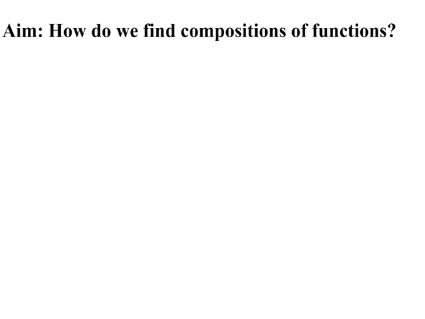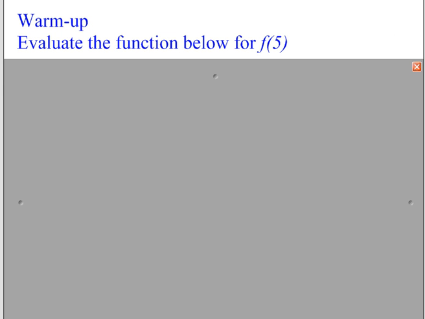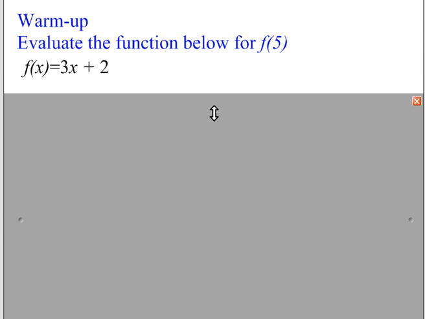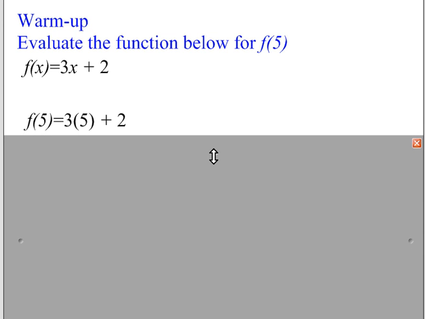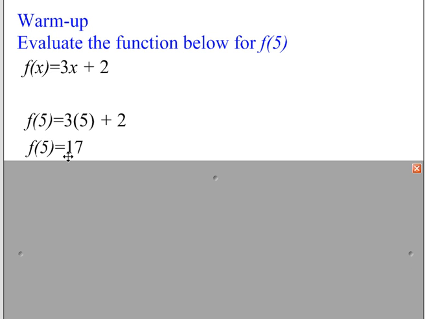Our aim for this video is how do we find compositions of functions. As a warm-up, I want you to evaluate the function below for f of 5. So evaluating this function for f of 5 means that we're going to input 5, or we're going to substitute x with 5. So that's going to be 3 times 5 plus 2. So inputting 5 for x is going to output 17.